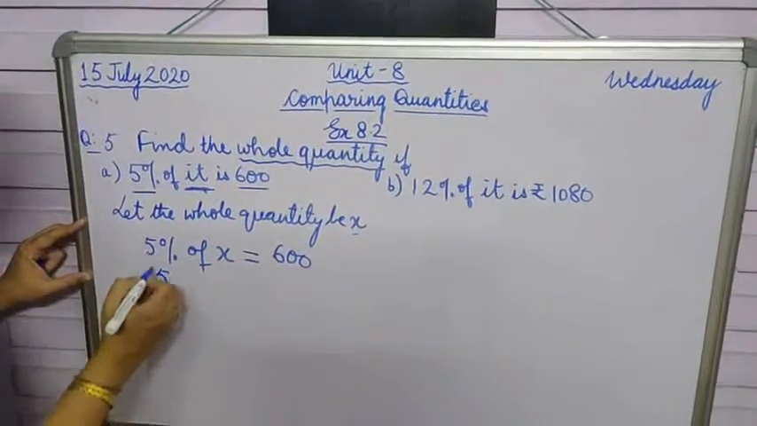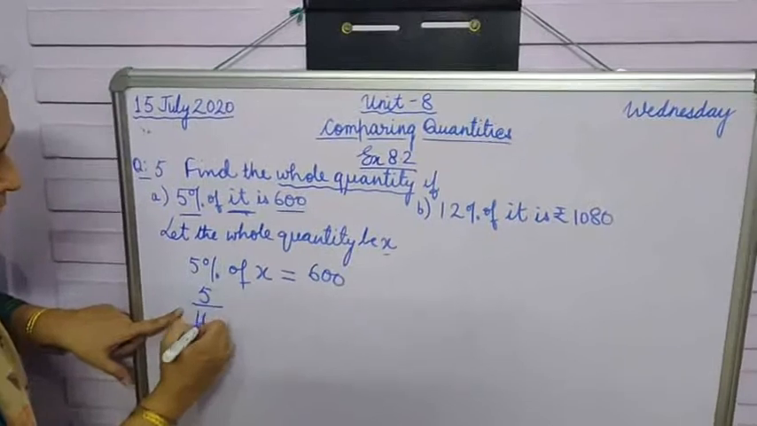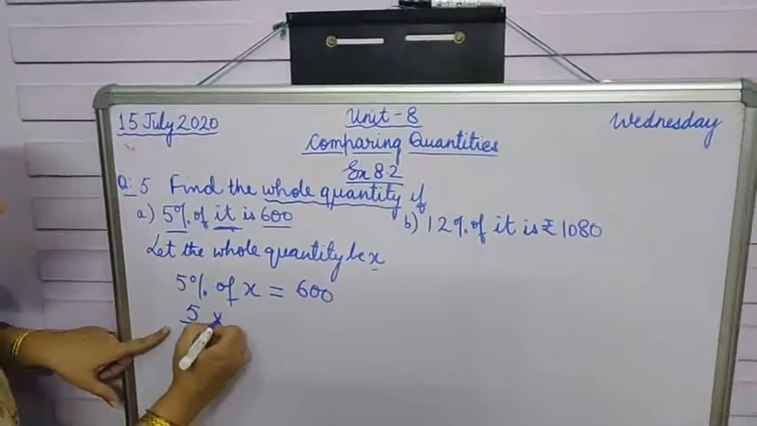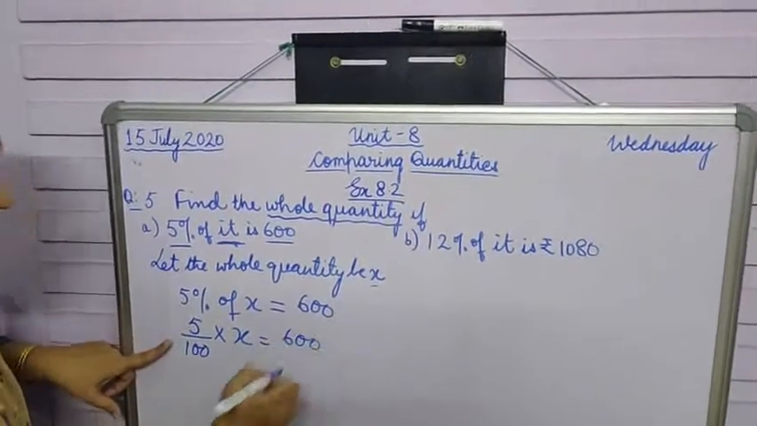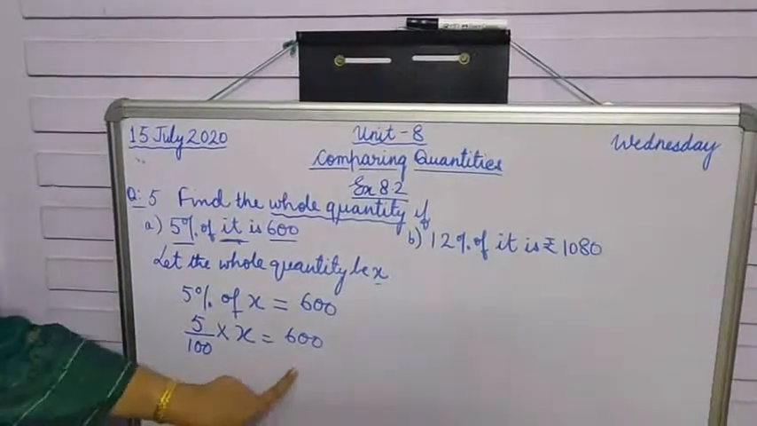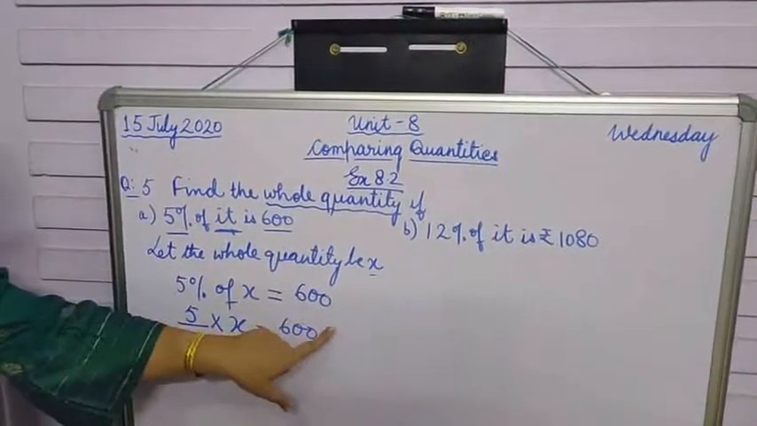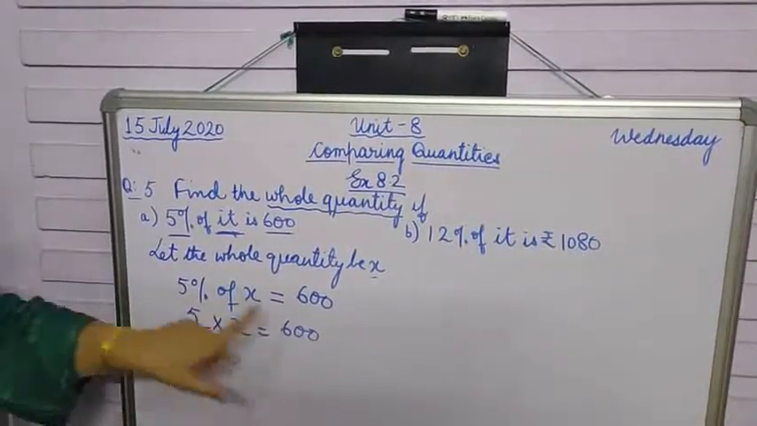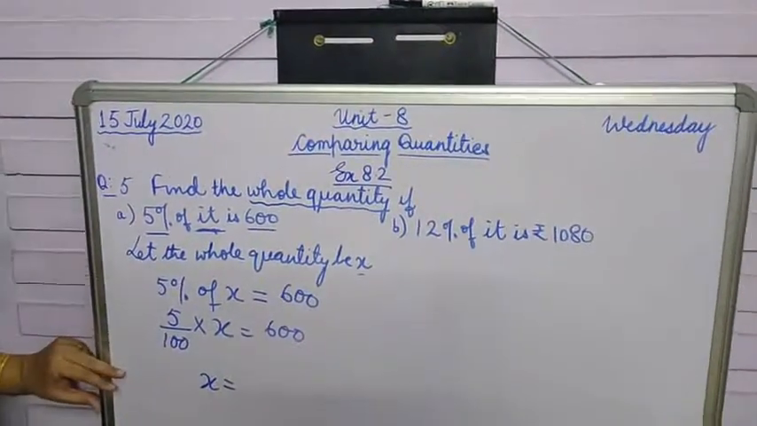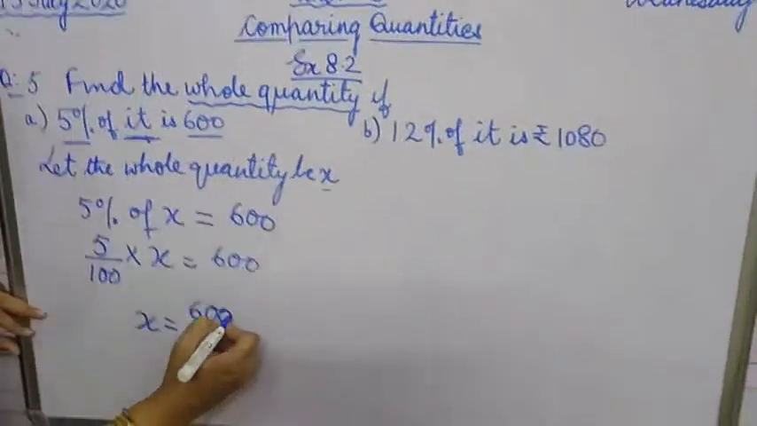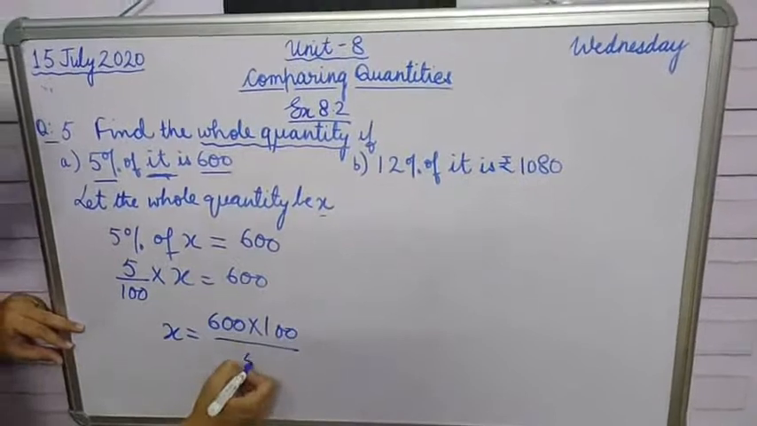Now go one by one. 5% means upon 100, of means multiply, x is equal to 600. Now remember the rules of solving equations. Whatever is there in divide will go in multiply, whatever is there in multiply will come in divide. Let us separate x this side. So it is 600 multiply 100 upon 5.